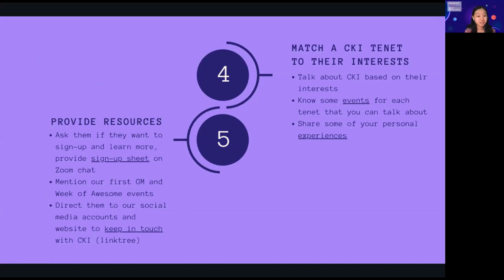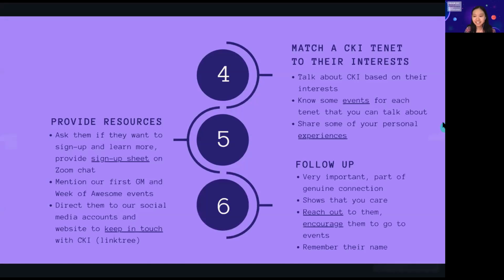Make sure that you mention our first general meeting and that they come out to our week of awesome events, since those are geared towards our newer members. Also direct them to our social media accounts and websites to keep in touch. You could also drop the Linktree, our flyers, and once again, you can show our recruitment videos and all that. Lastly, follow up.